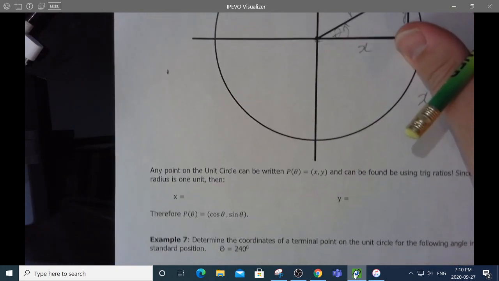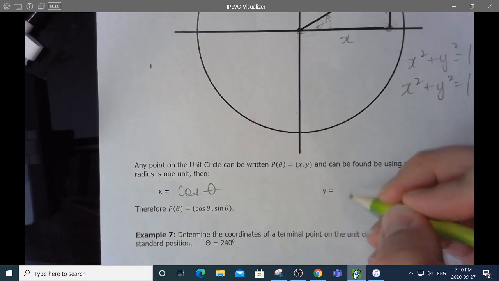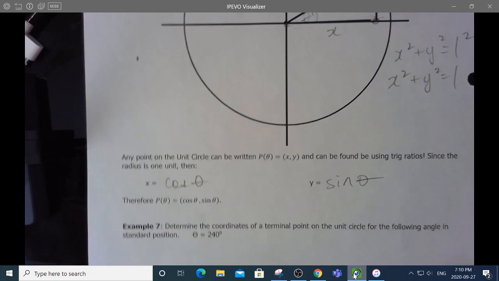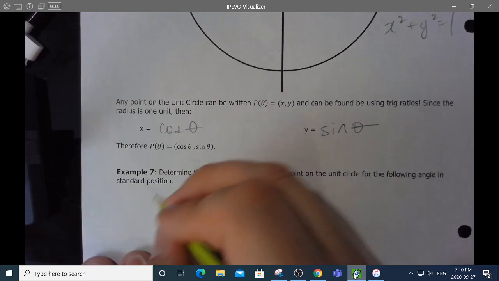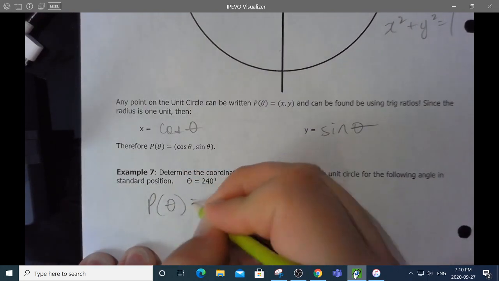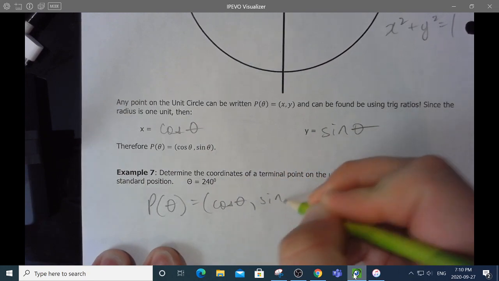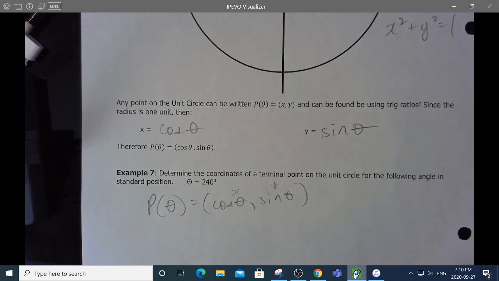So let's put that into the notes. X is the cosine of theta, and y is the opposite side, which is the sine of theta. So for example, determine the coordinates of a terminal point on the unit circle for an angle of 240 degrees. Okay, so P of theta is equal to cos theta and sine theta. So let's find those. So that's the x and y coordinates right there.